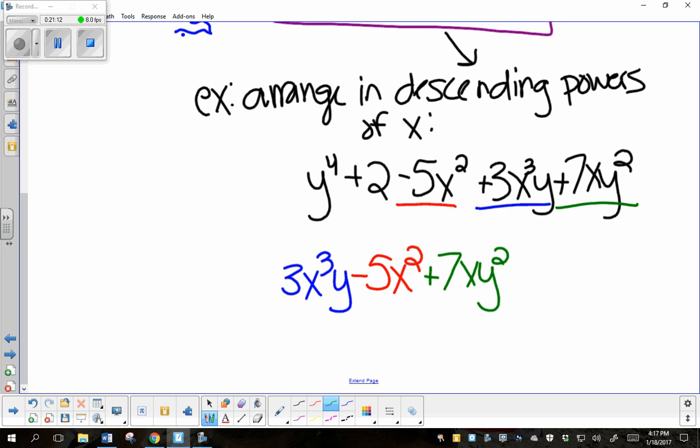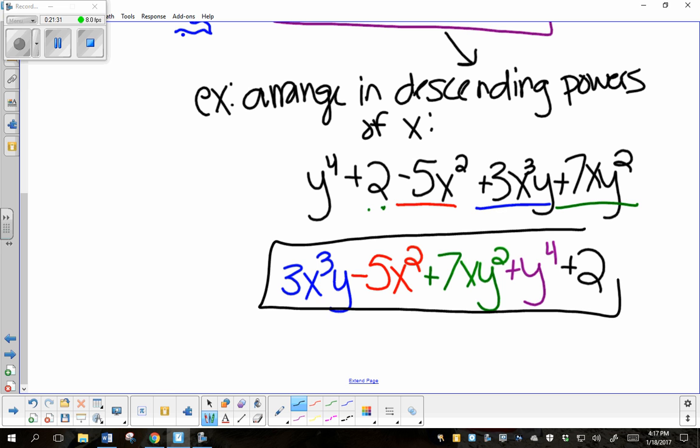Now, these last two terms, neither of them have an x. So it doesn't really matter which way you write it. Usually you write any constants, like this 2, at the very end. So I'm going to do plus y to the fourth next. And then last, I'm going to write the plus 2 because in general, we like to write numbers that are just constants at the very end.